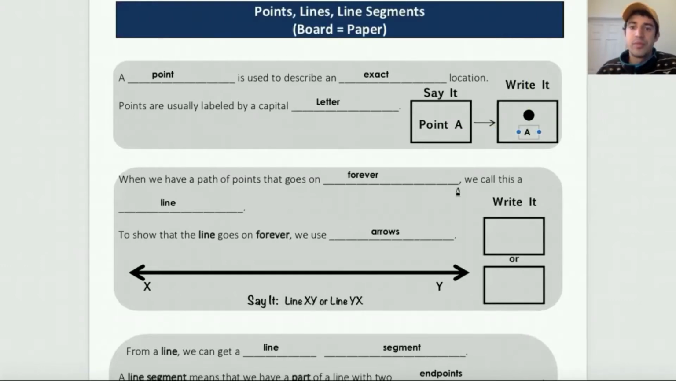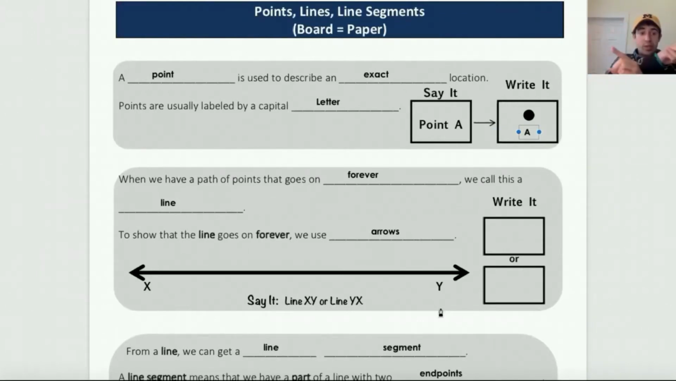And that's point A. When we have a path of points that go on forever, that's what we call a line. To show that a line goes on forever and ever and ever, we use arrows pointing in both directions to show that it doesn't stop. So here's how I would write down a line if I was doing it. This line right here, you can call it line XY.